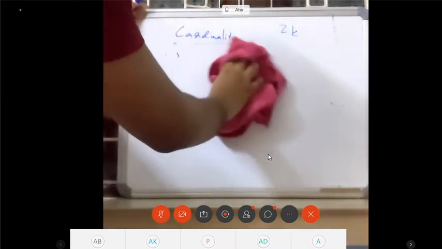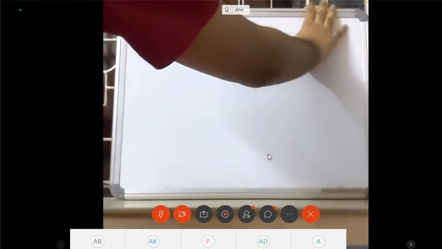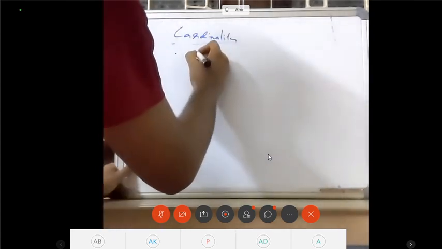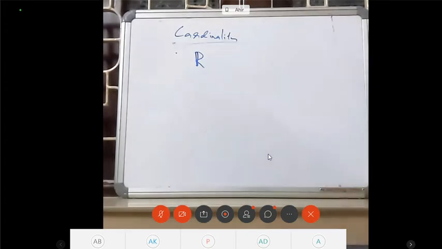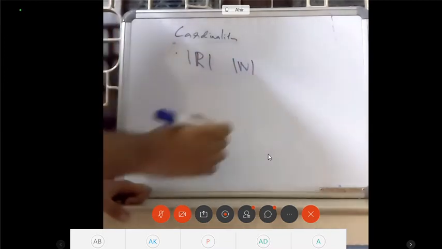Okay, now what can you say about the set R? What can you say about the set R with respect to natural numbers? Is R countable? Is R uncountable? R is obviously infinite, right? It's not a finite set. So what can you say about the cardinality of R with respect to the cardinality of N?